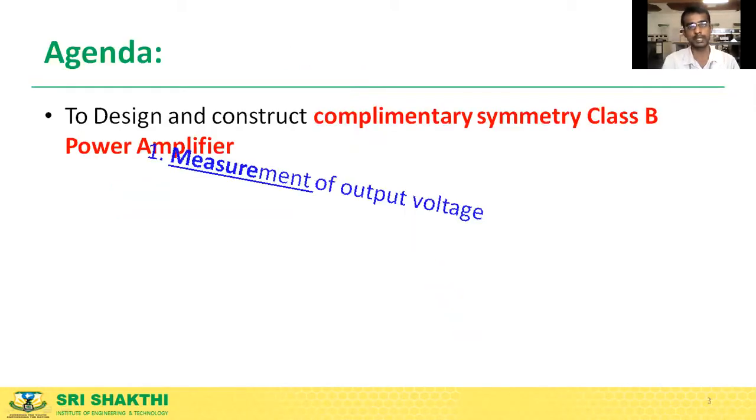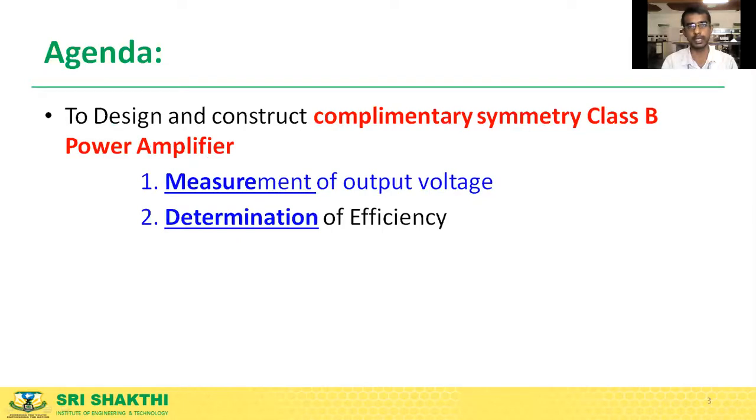So the agenda of today's experiment is we need to design and construct a complementary symmetry Class B power amplifier. Then we need to measure the output voltage. Finally, we need to calculate the efficiency. We'll be checking whether the efficiency coincides or at least gets in the range of what is being taught in theory. So let's proceed further.